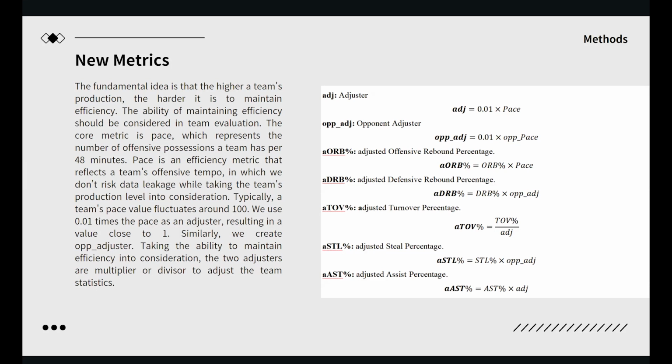I'll name some examples of how the formula is made. For adjusted offensive rebound percentage, the more offensive possessions the team has, the harder it is to maintain a high offensive rebound percentage. The adjusted ORB percentage should be higher than its actual value for a fast-paced team and vice versa, so it's multiplied by the adjuster.